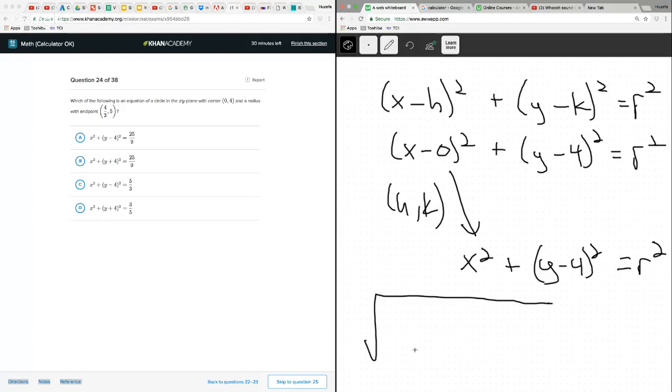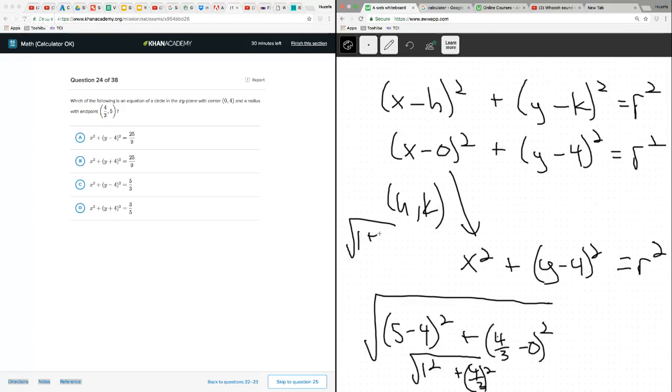Okay. So we say the difference of the y's, 5 minus 4, squared, plus the difference of the x's, 4/3 minus 0, squared. So this is just 1 squared plus 4/3 squared, all under a root. And 4/3 squared is basically 1 plus 16 over 9. Then I'm going to turn 1 into 9 over 9. So we got the square root of 25 over 9, and the square root of that is 5 over 3. But it's not C, because remember, that's the radius.